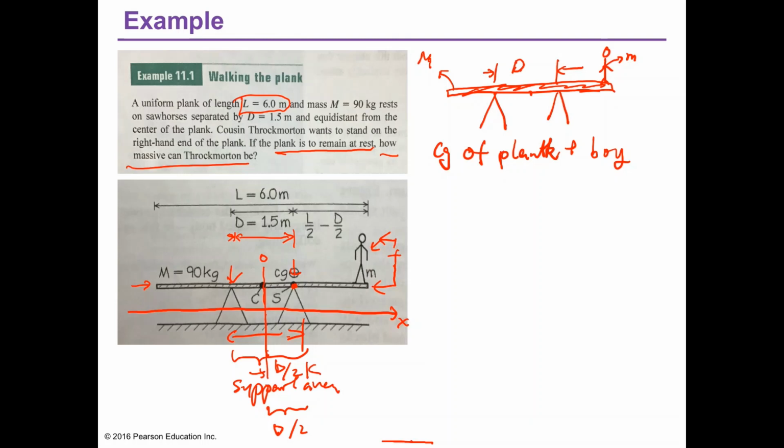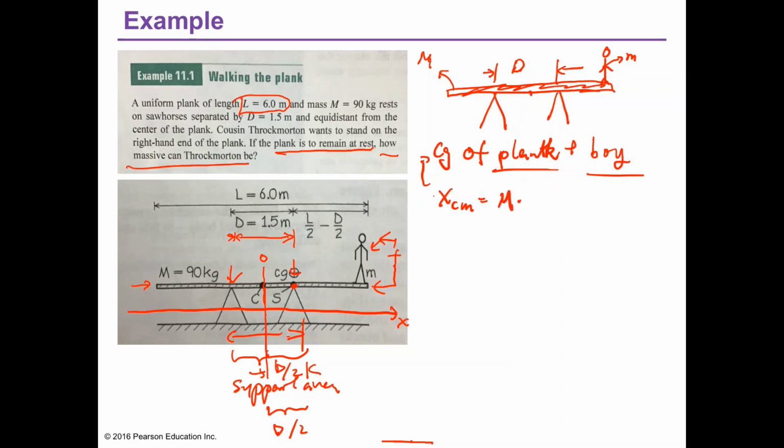That's just a very handy way of choosing your coordinate system, choosing your origin, right? Then we can calculate the x center of mass, or center of gravity, they're the same, of the two, the plank plus the boy system, right? The center of mass for this plank is exactly at the center point of this plank, right? That will be at the x position.